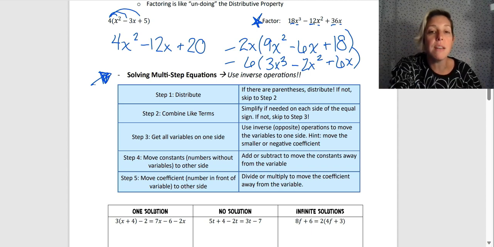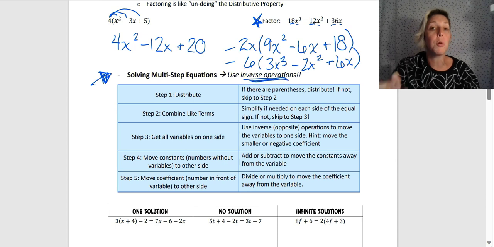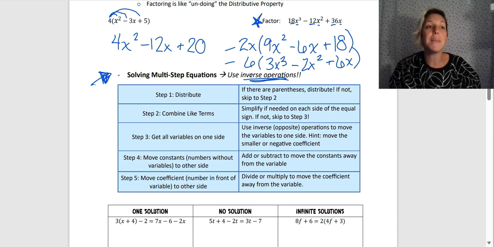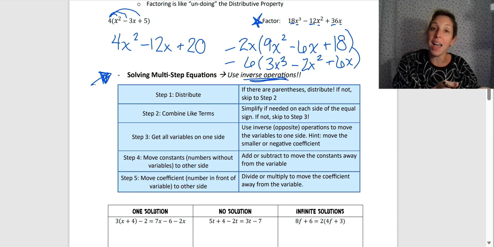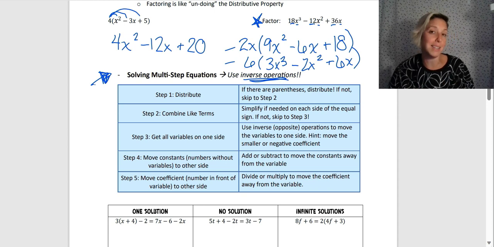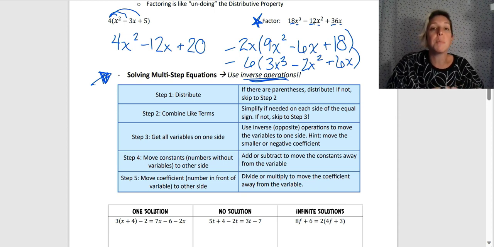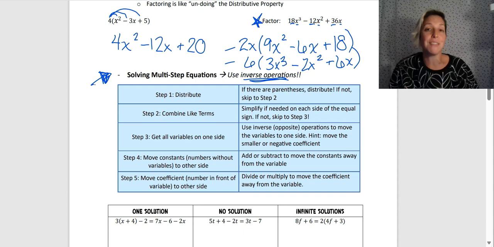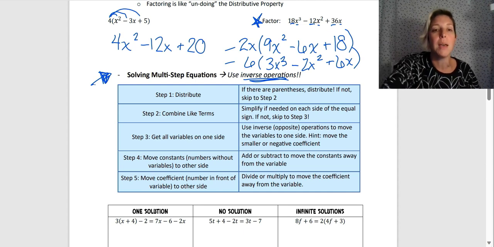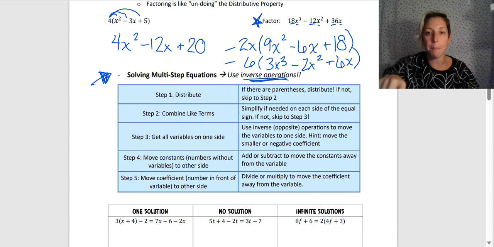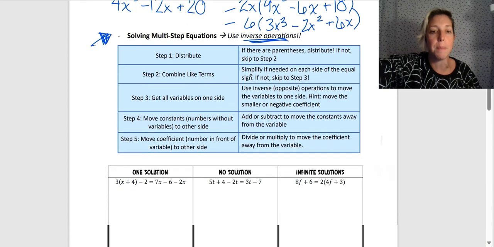I will say inverse operations, super important when you're solving equations. That means if you've got like plus 5, the inverse would be subtracting 5. If you've got multiplied by 6, the inverse would be to divide by 6. I'll talk about that when I do the examples. But this whole table, step by step, with some hints on how you could solve that.